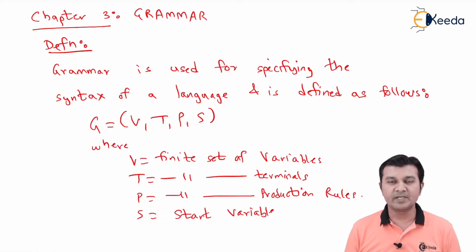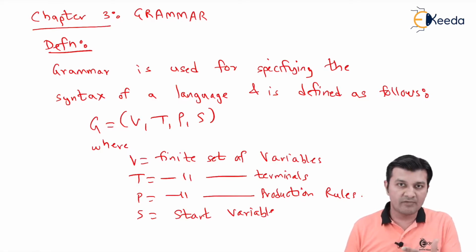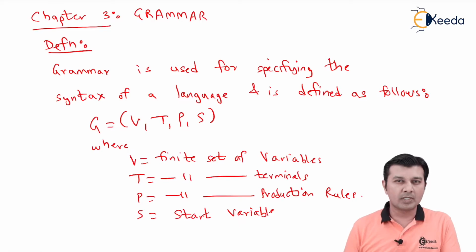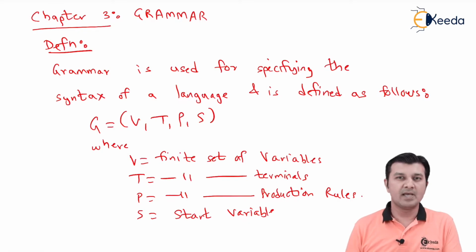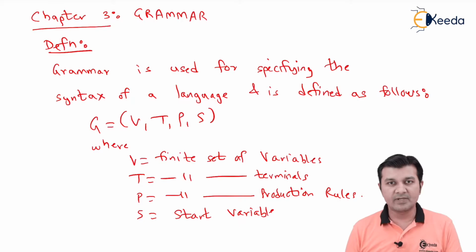So that's how we define the grammar. G is equal to (V, T, P, S), where V is nothing but capital alphabets, T is nothing but small alphabets, and P are the production rules which are used for deriving the grammar. Of course, that is the heart of the grammar. That is the one which actually helps us derive anything. And S is called the start variable. Moving to the next definition.